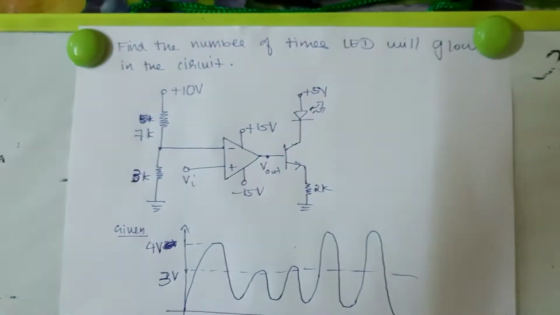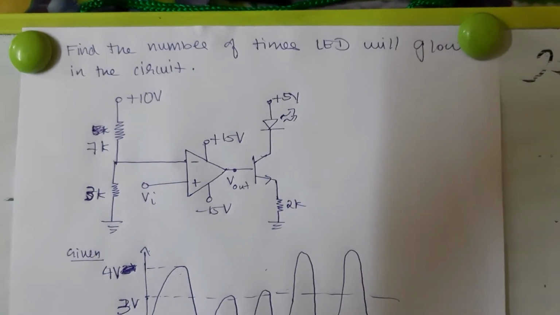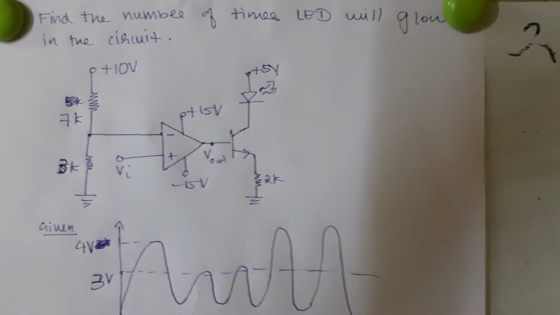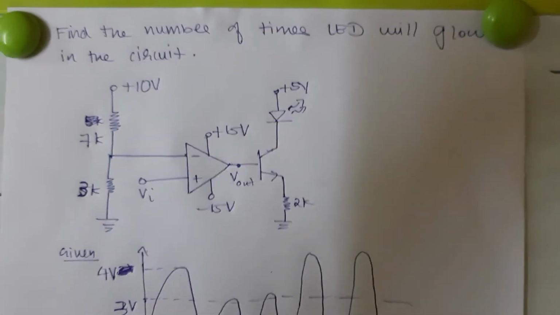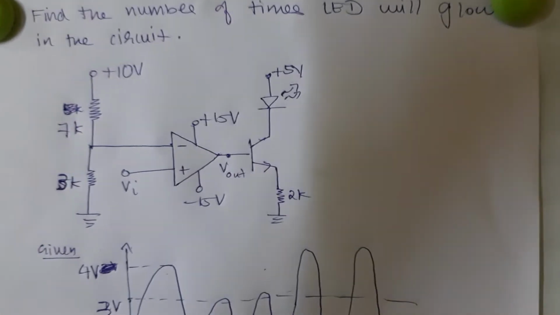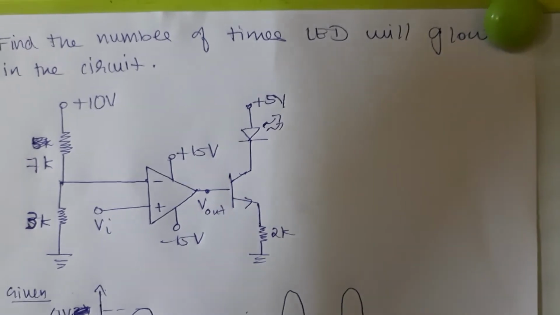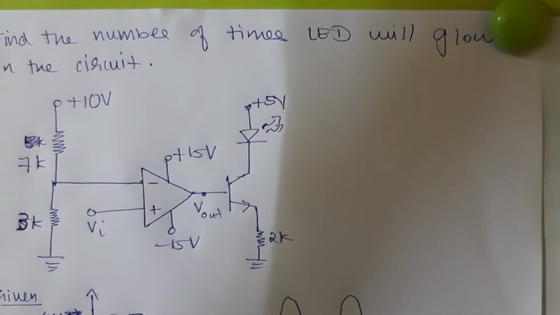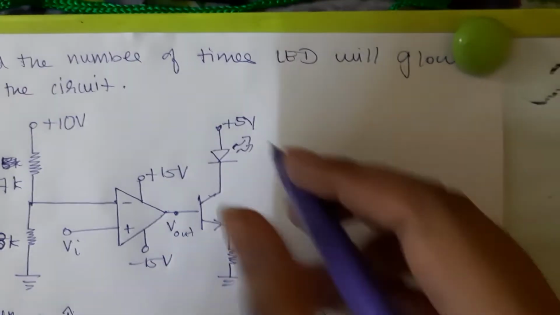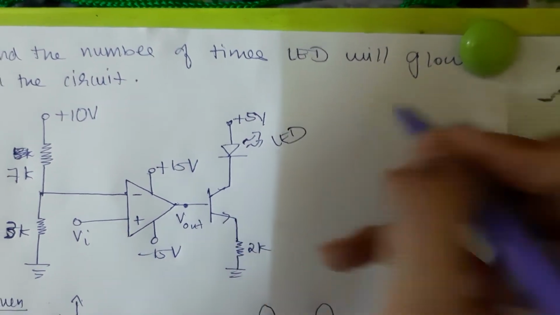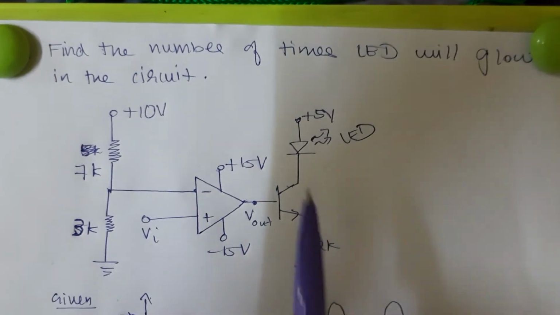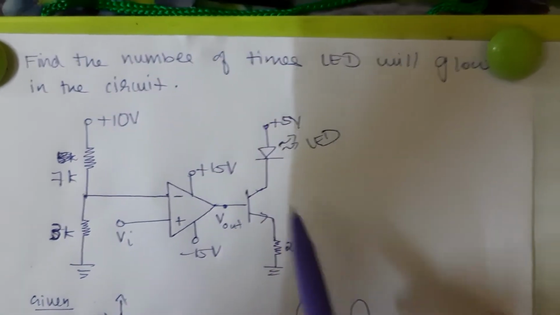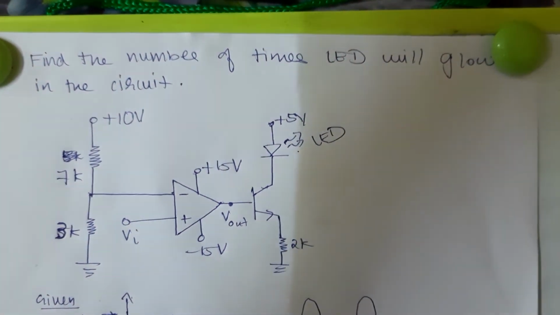This is a previous GATE problem. Now let's see what all is given. It might look very complicated, but it's actually very simple if you know the concept. They are asking, find the number of times the LED in the circuit will glow. In the sense, how many times this LED will glow.